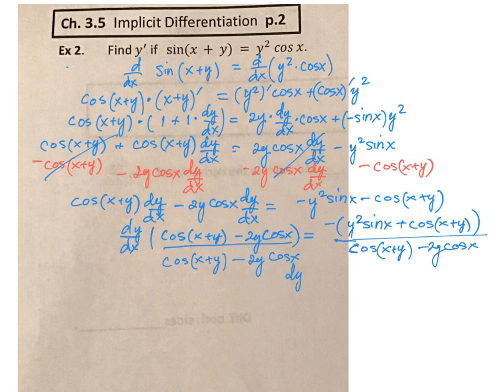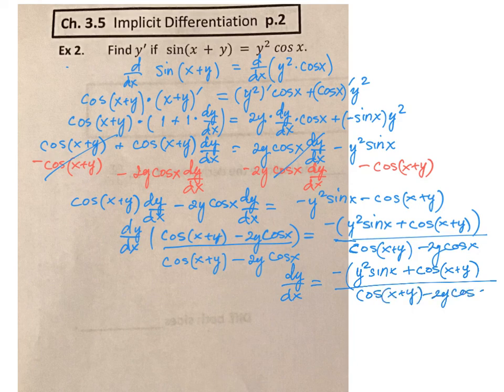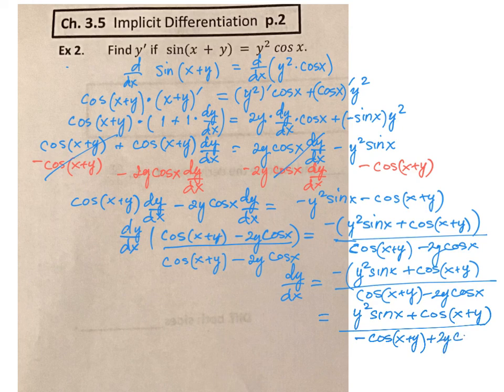So dy/dx equals negative (y squared sine of x plus cosine of (x plus y)) all over cosine of (x plus y) minus 2y cosine of x. Or distribute the negative 1 through the denominator. We have y squared sine of x plus cosine of (x plus y) all over negative cosine of (x plus y) plus 2y cosine of x. And that is our answer for y prime or dy/dx.